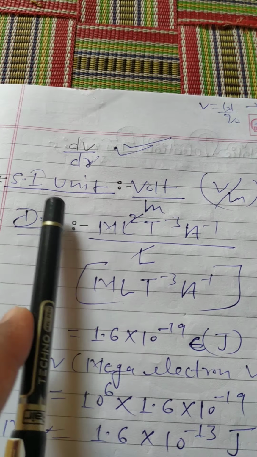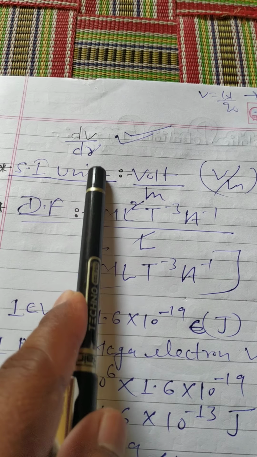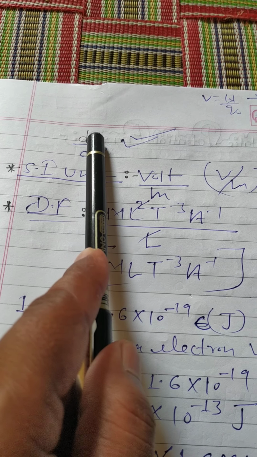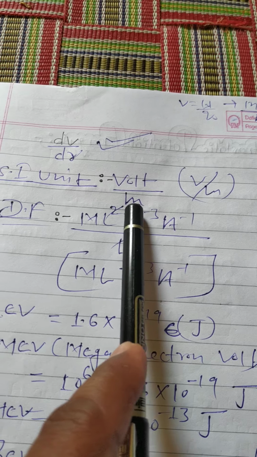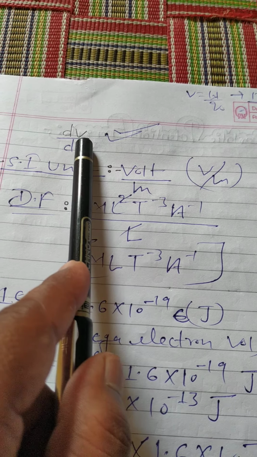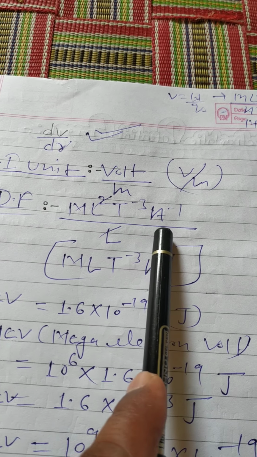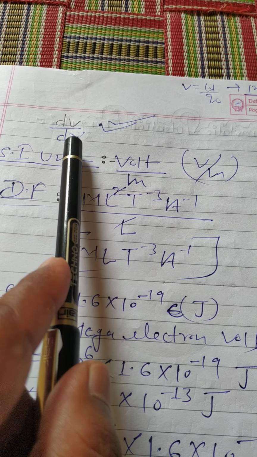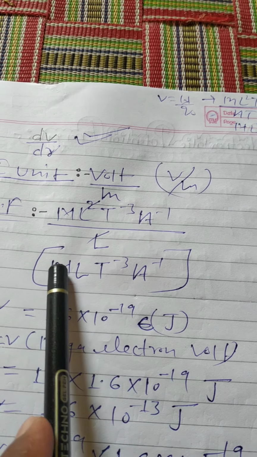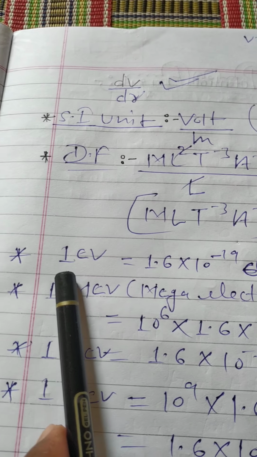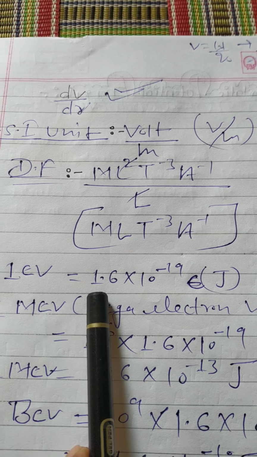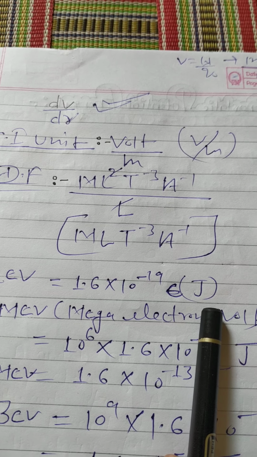SI unit of potential gradient: dV upon dr, where V is electric potential with unit volt and dr is distance in meter, so the unit is volt per meter. Dimensional formula of V is ML squared T minus 3 A inverse. Dimensional formula of distance is L. Simplifying, we get M L T minus 3 A inverse. 1 electron volt equals 1.6 into 10 to the power of minus 19 joule.